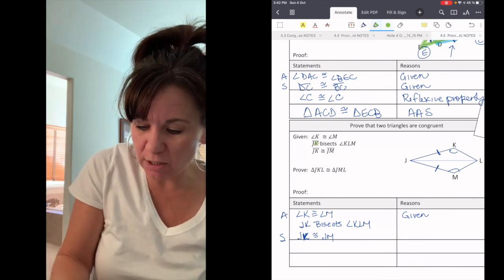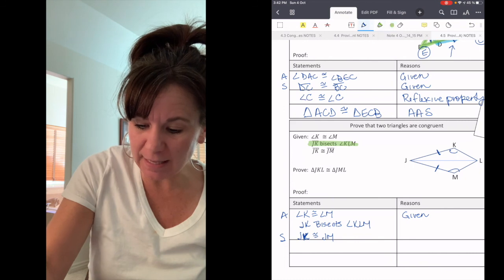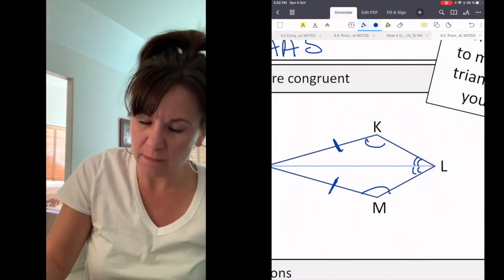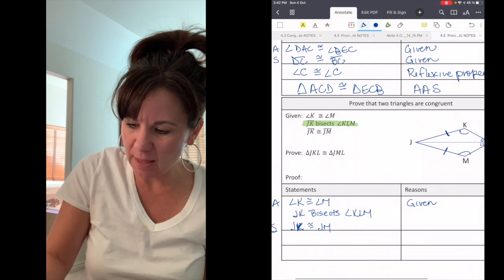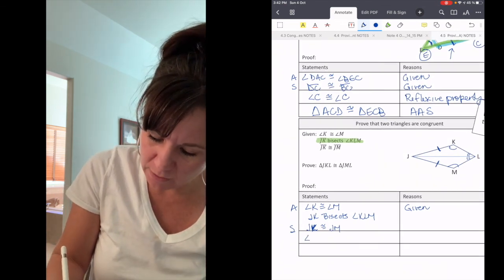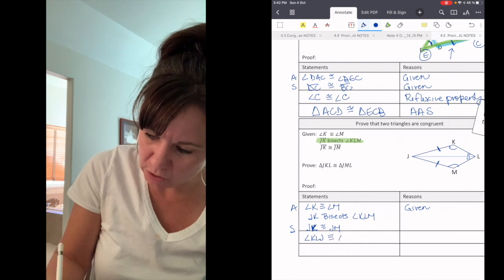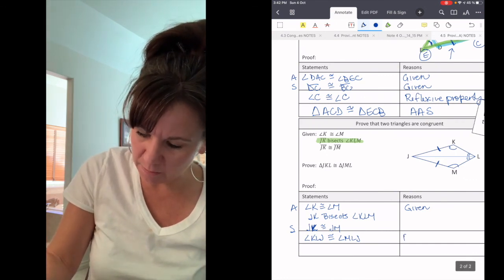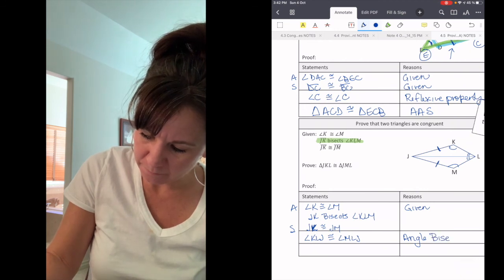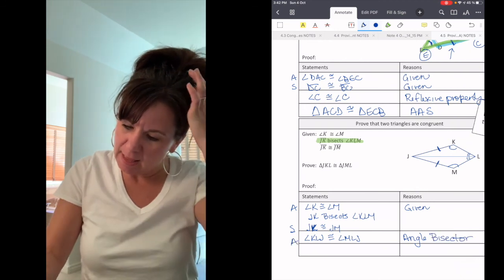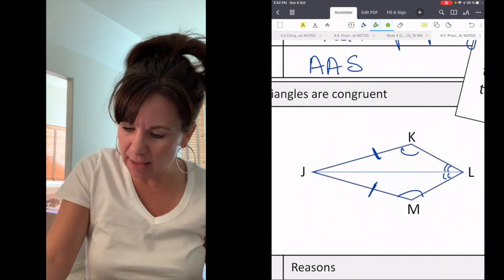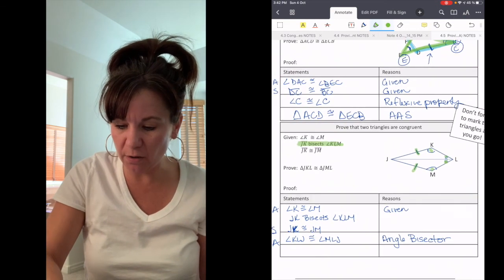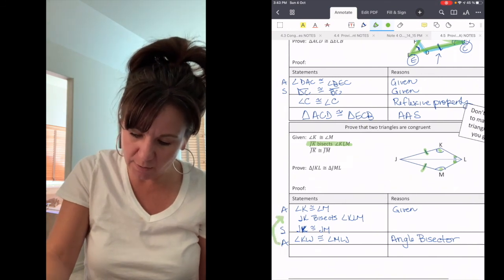Now we haven't used this information yet that JK bisects KLM. So if it bisects KLM, that means that these two angles are congruent. So let's write that down. We've got angle KLJ is congruent to angle MLJ, and that's because of the angle bisector. And that's an angle. And let's see. Oh, look at this. This is nice because we've got angle, angle, side. The corresponding parts are congruent. Two angles, and that angle actually can go right up there.